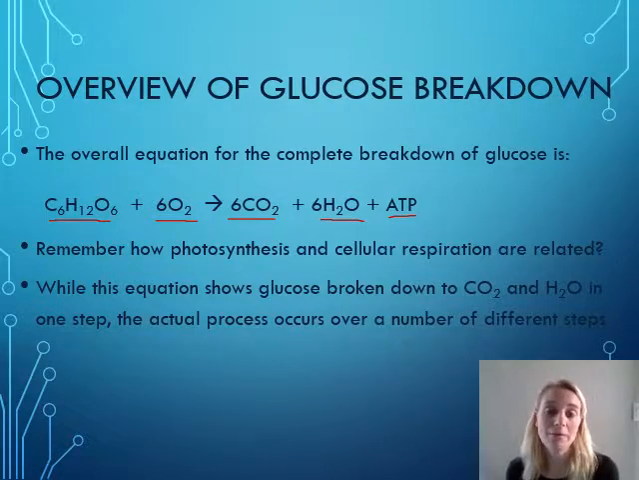And so now we have this usable form, this cash currency of ATP in our cell, which can then go and do a whole bunch of things.